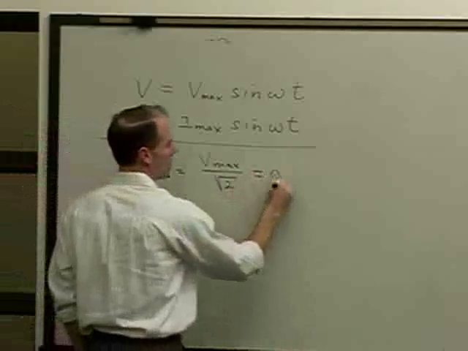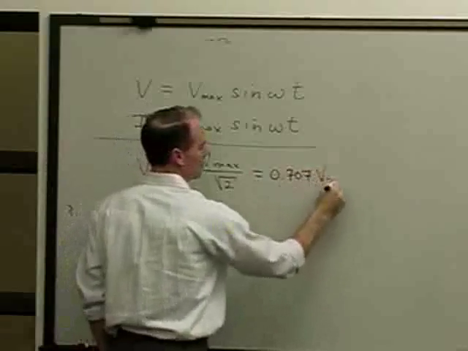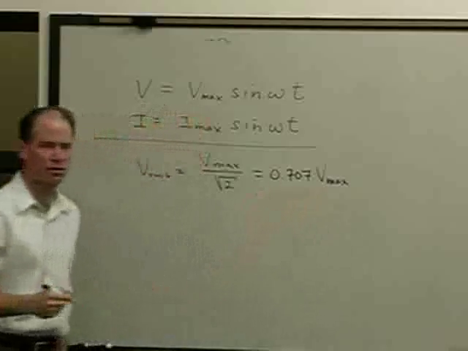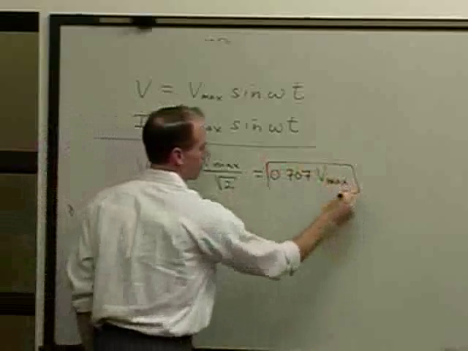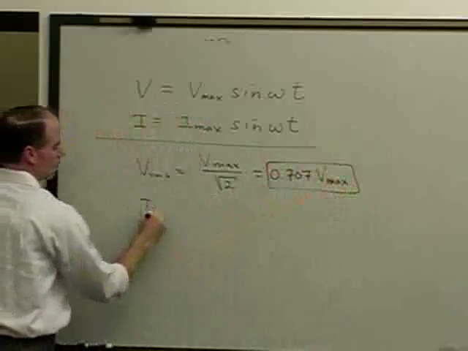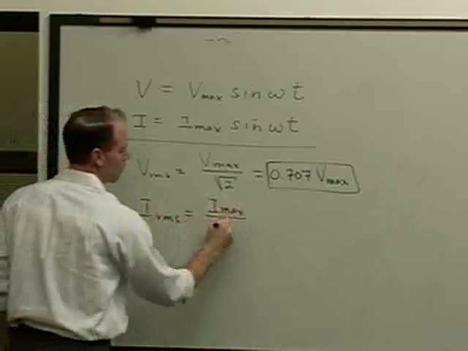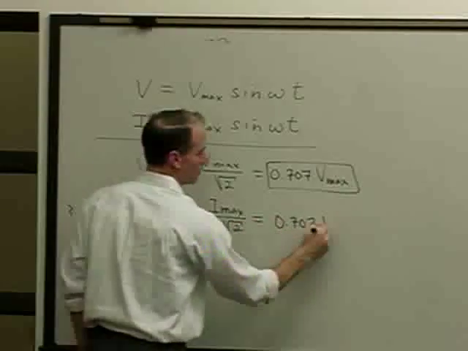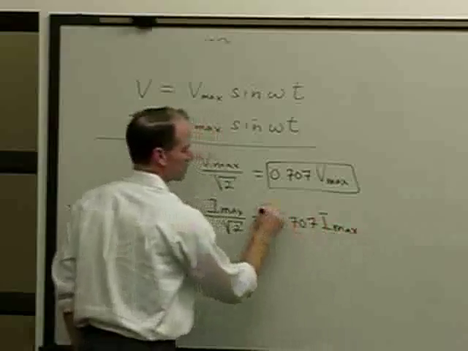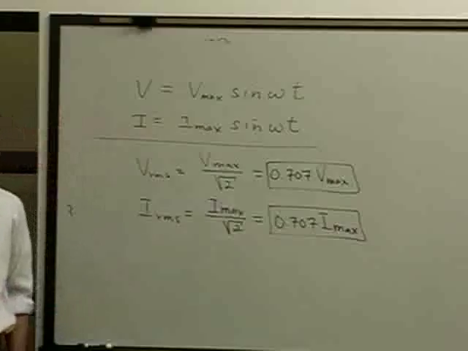So our RMS voltage is always going to be 0.707 times the maximum voltage. In other words, if you knew one, you could always get the other. And likewise, an RMS current is always equal to the maximum current divided by the square root of 2. And again, that would be 0.707 times the maximum current. If you knew the maximum current, you could get the RMS current, or vice versa.